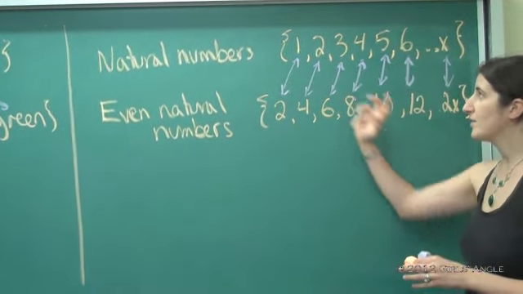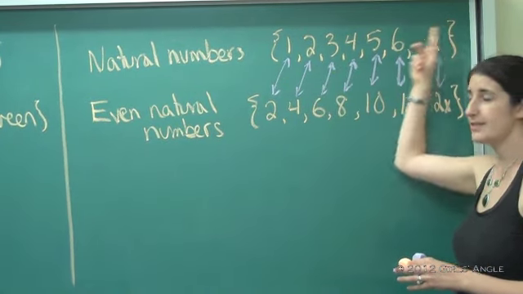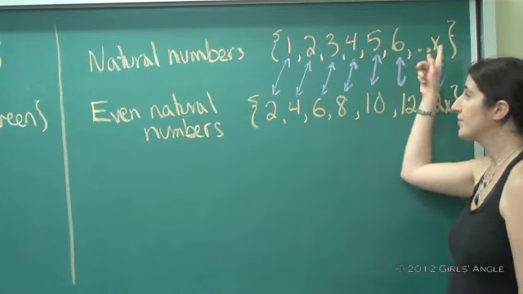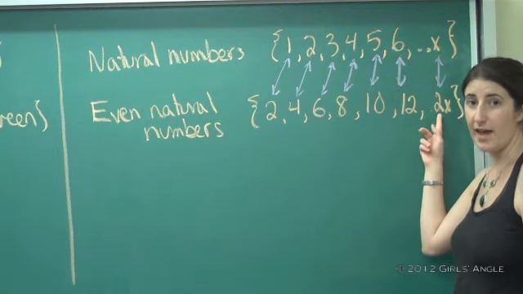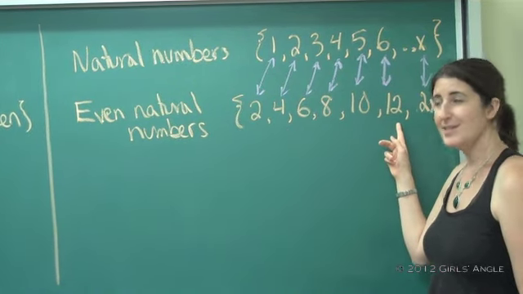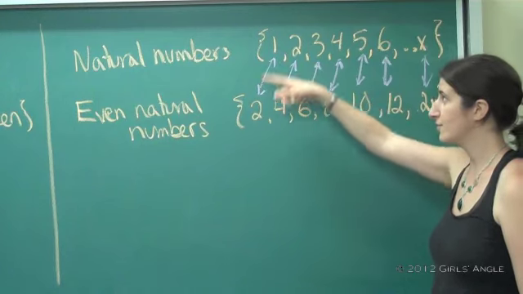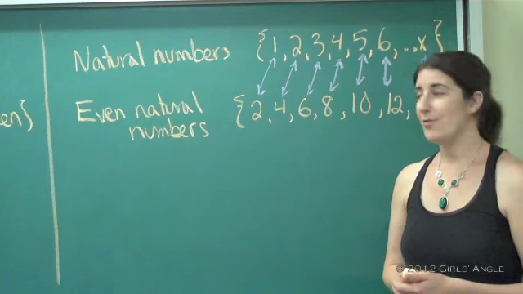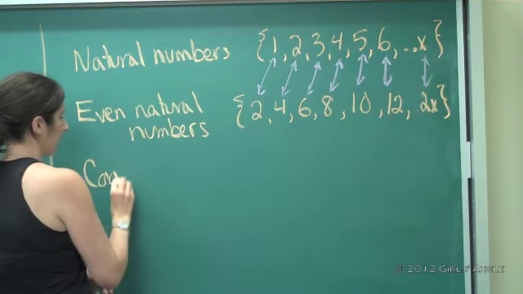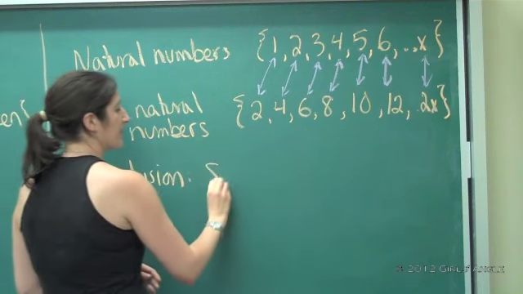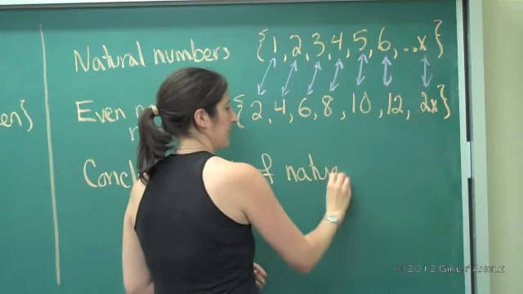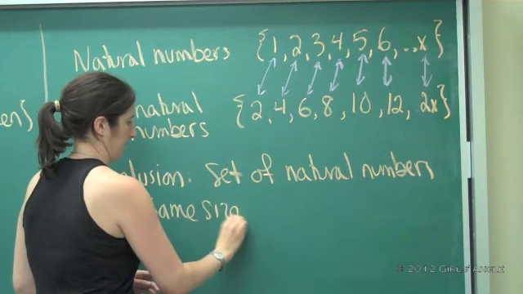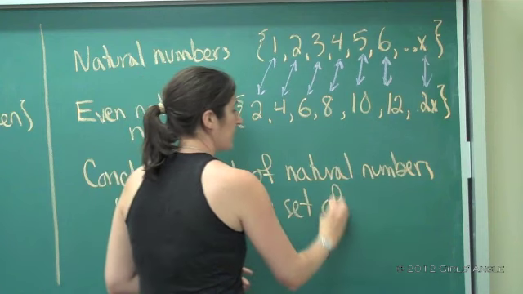And I claim that that's a one-to-one correspondence. So what did it mean to have the one-to-one correspondence? It meant every element in here gets sent to exactly one element down here, and vice versa. Well, let's look at it. Every natural number does get sent to an even number, gets sent to twice that number. And every even number does get sent to a natural number, it gets sent to half that number. 2 goes to 1, 4 goes to 2, and so on. So what does this mean? It means there is a one-to-one correspondence. And so the conclusion is that the set of natural numbers is actually the same size as the set of even natural numbers.